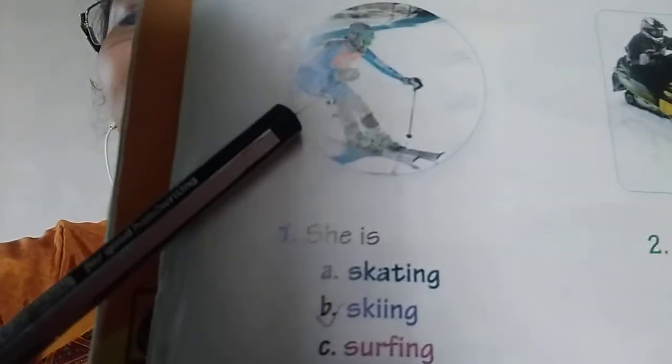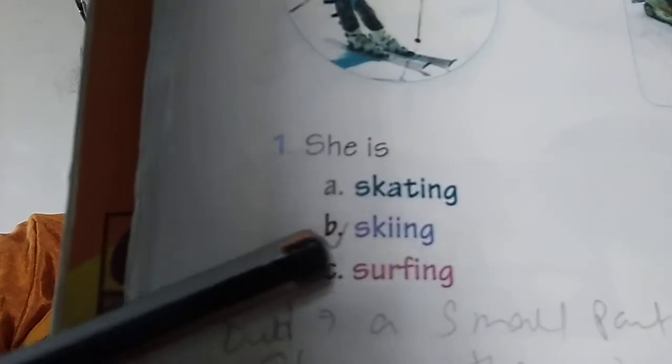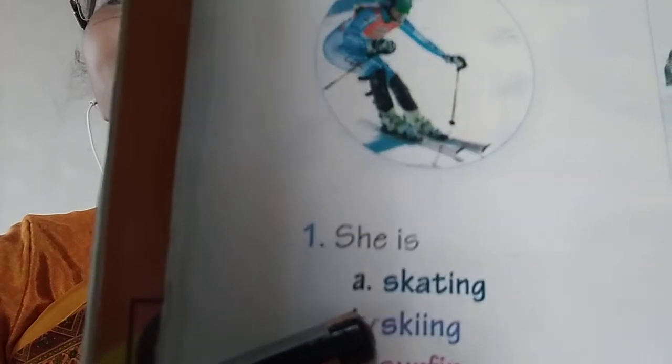Okay. Number 1, we can see a girl. What is she doing? 3 options are given: skating, skiing or surfing. So, what is this girl doing? She is traveling on snow. Is she skating, option A, skiing, option B, or surfing, option C? So, the correct answer is skiing. So, B is the correct answer. You will put a tick mark here. For number 1, B is the correct answer.